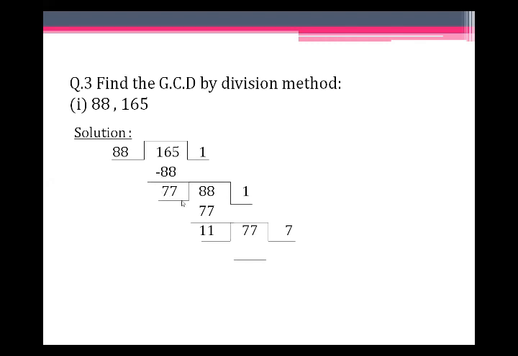Again, this divisor becomes a dividend. Now here we know that if we multiply 11 by 7, then we get 77. So it divides completely by 11. Now students, the divisor that divides the number completely is the greatest common divisor. So here we write: the GCD of 88 and 165 is 11.